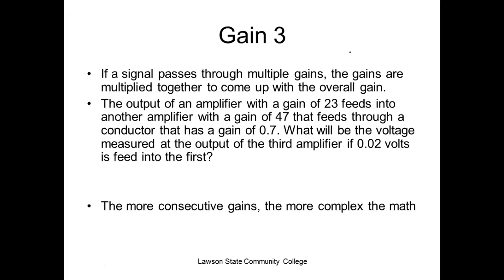You understand? So the output of an amplifier that has a gain of 23 feeds into an amplifier that has a gain of 47, which feeds through a conductor that has a gain of 0.7, so it's got a loss, right? What would be the voltage measured at the output of the third amplifier if 0.2 volts is placed on the input? So tell me.